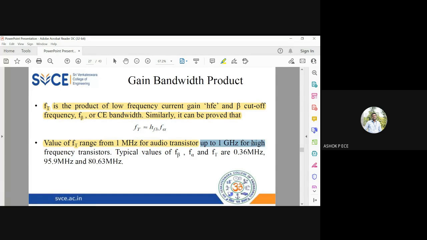And if we go for high frequency transistors, this Ft will go much higher because of high frequency operation. The typical values of F beta, F alpha, and Ft are given here based on experiments. So F beta is very, very small, 0.36 megahertz. F alpha is very, very large, 95.9 megahertz. And Ft is going to be 80.63 megahertz. So at 80.63 megahertz, the transistor will have unity current gain. The current gain is going to be 1. So output current by input current, that ratio is going to be exactly equal to 1. Remember, these three frequencies are very, very important for characterizing an amplifier at high frequency operation.